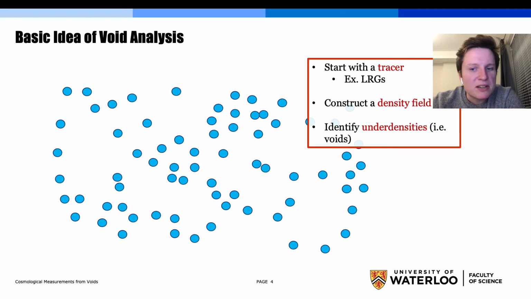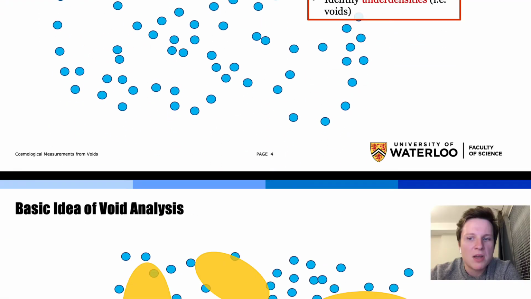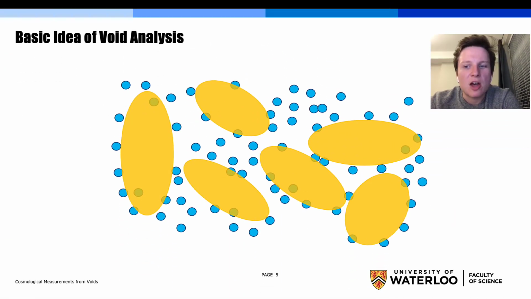So let's jump into the basic ideas of what void analysis is. What we do is we start with a tracer. So for example, LRGs, ELGs, quasars. We can map out the positions of this tracer and produce a 3D map. So that is represented here by the blue dots, in this figure. From these blue dots, we can construct a density field. We can then find underdensities in the field, which are shown with these orange ovals. Once we have identified these underdense regions, i.e. voids, we can take these voids and stack them together.